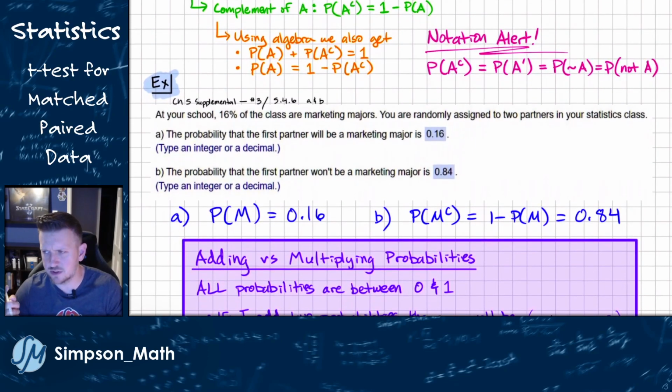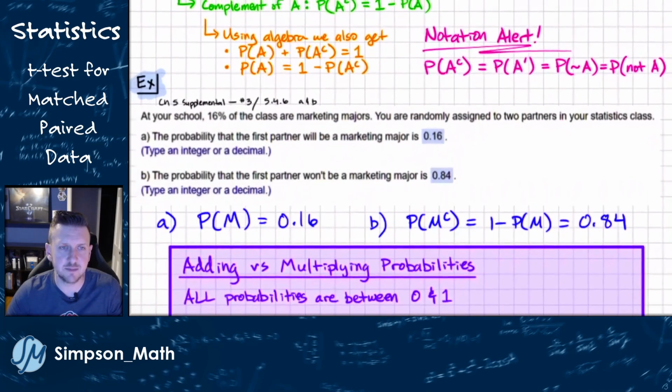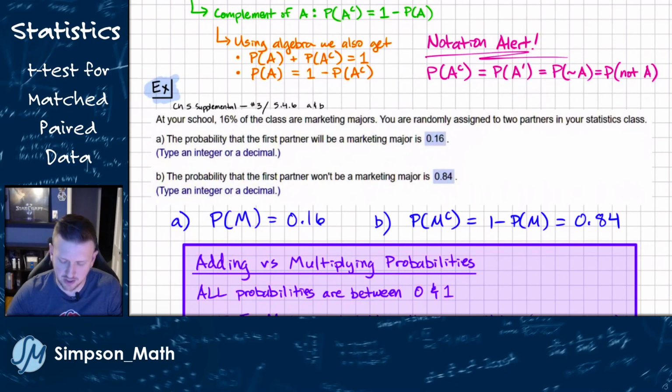All right, so let's take a look at this example. This example is going to show up for parts C and D a little bit later. But let's take a look at this first one. At your school, 16% of the class are marketing majors. You're all randomly assigned to 2 partners in your statistics class.